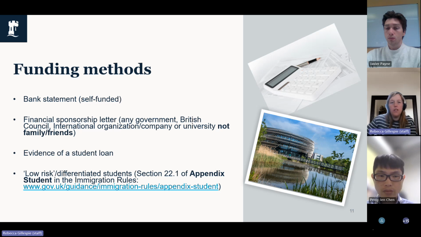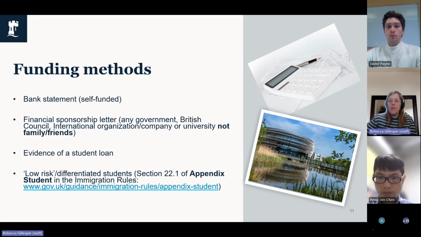Lastly, I wanted to touch upon low risk or differentiated students. Students who are considered low risk or differentiated are not required to submit financial evidence with their visa application. Please check the immigration rules, which I have linked here on this page, to check if your nationality is considered low risk or differentiated.